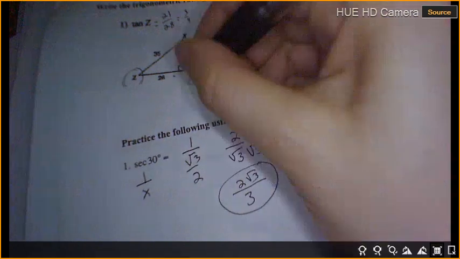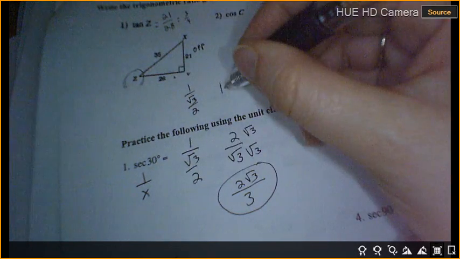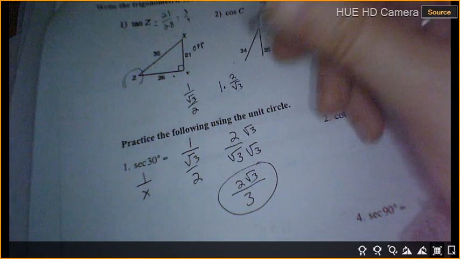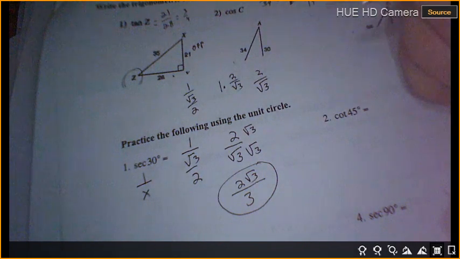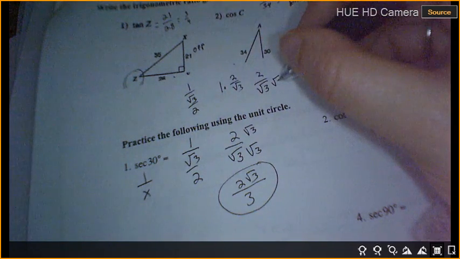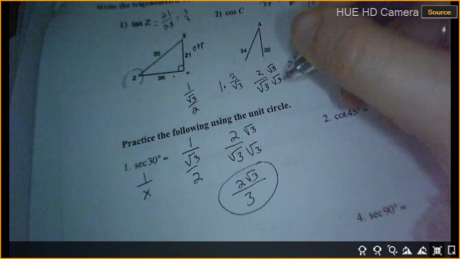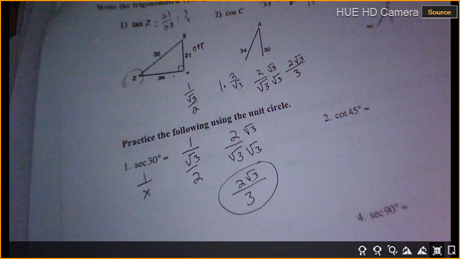So if we've got 1 over square root 3 over 2, we flip the second one and we say 1 times 2 square root 3. Well, 1 times 2 square root 3 is just 2 square root 3. When we're dividing something, we flip the second one and multiply. Then we do the square root 3 times the top and the bottom. That gives me 2 square root 3, and 3 times 3 is 9. Square root of 9 is 3. Okay.